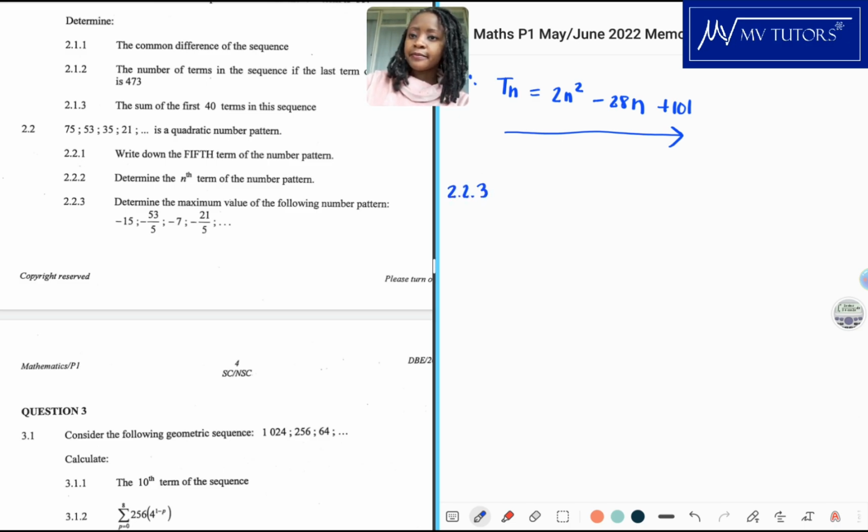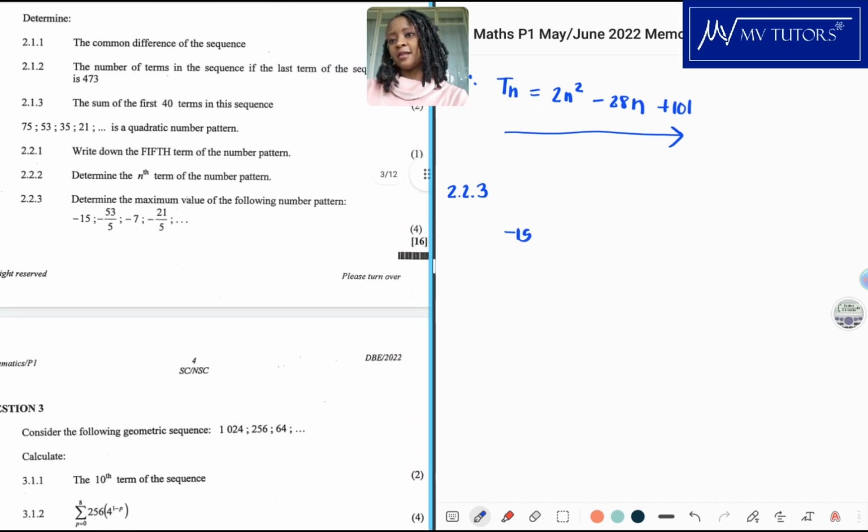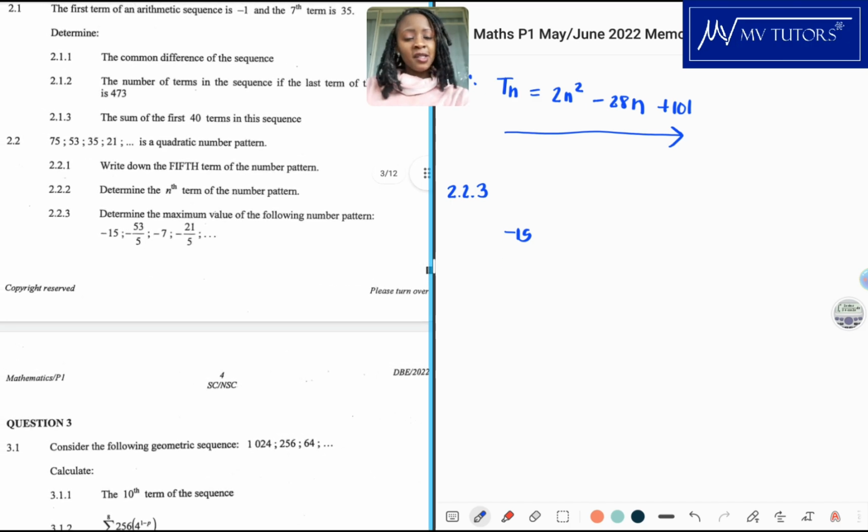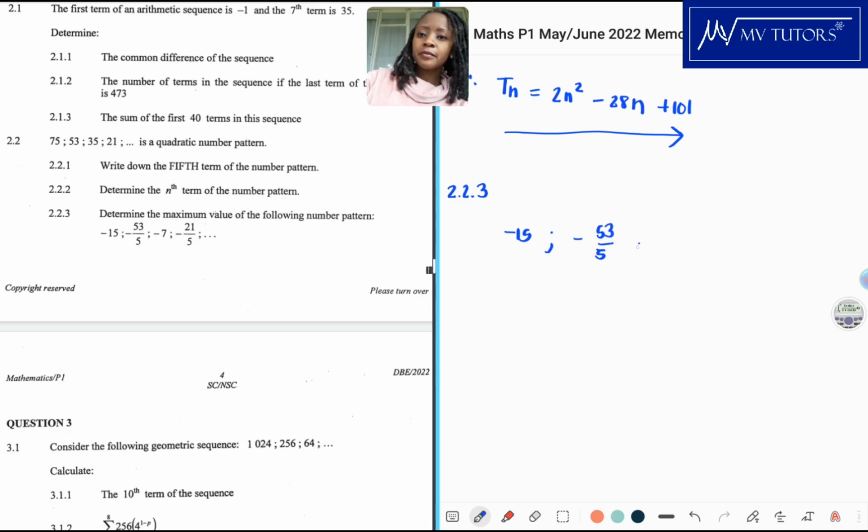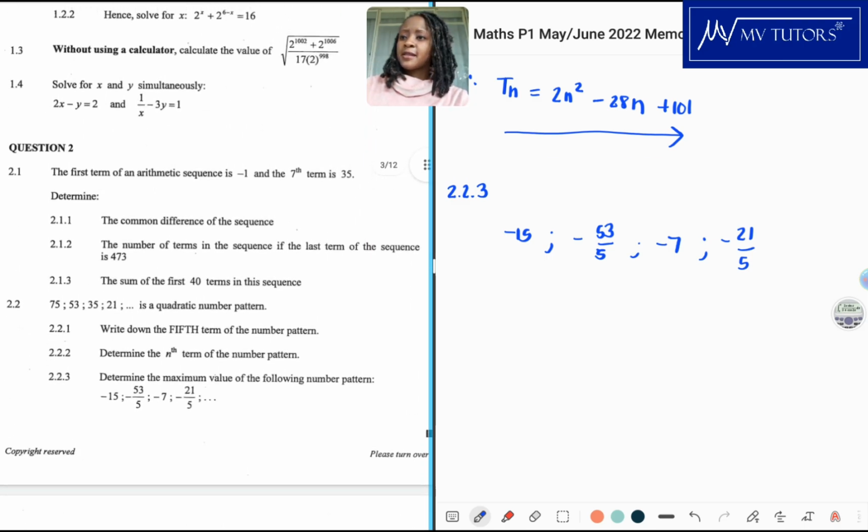2.2.3. Okay, now it says determine the maximum value of the following number pattern. So now we have negative 15. And how many marks is this? This is what, 4 marks. So we're going to work, right? We have negative 15, negative 53 over 5, negative 7, negative 21 over 5.